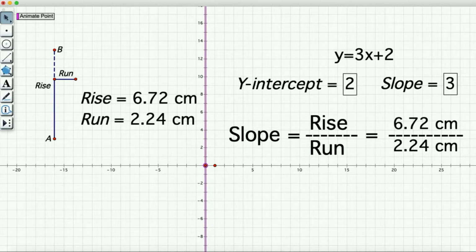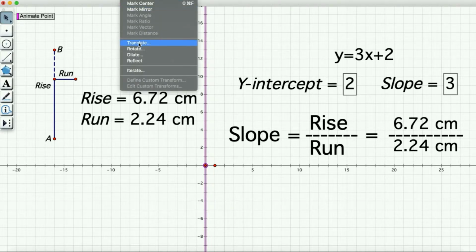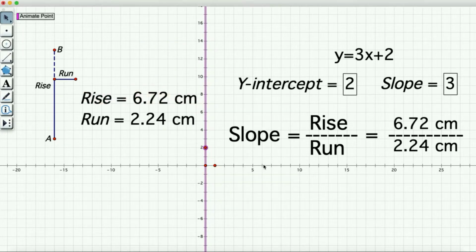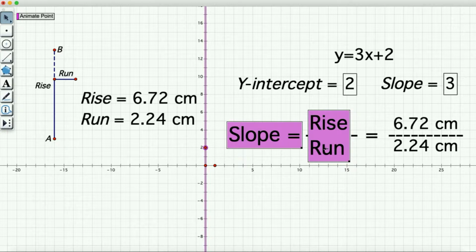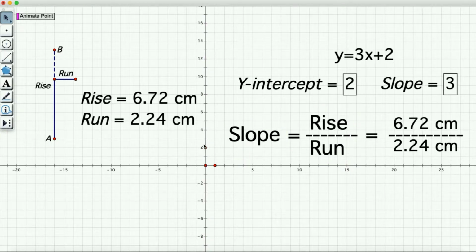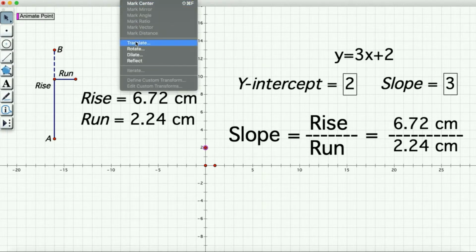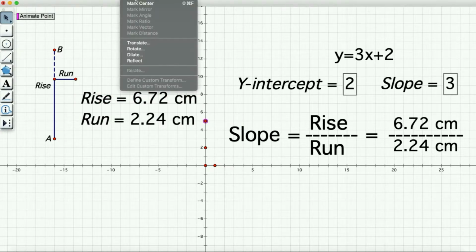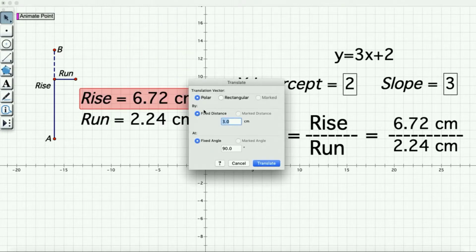So I'm going to start with my point here, and then I'm going to move that 2 units up. And then I have my y-intercept. Now from here, I use my slope, which is 3. Now going back to my definition of slope, which is that slope equals rise over run, then I'll start at this point and move that 3 units up. And then move it 1 unit to the right.